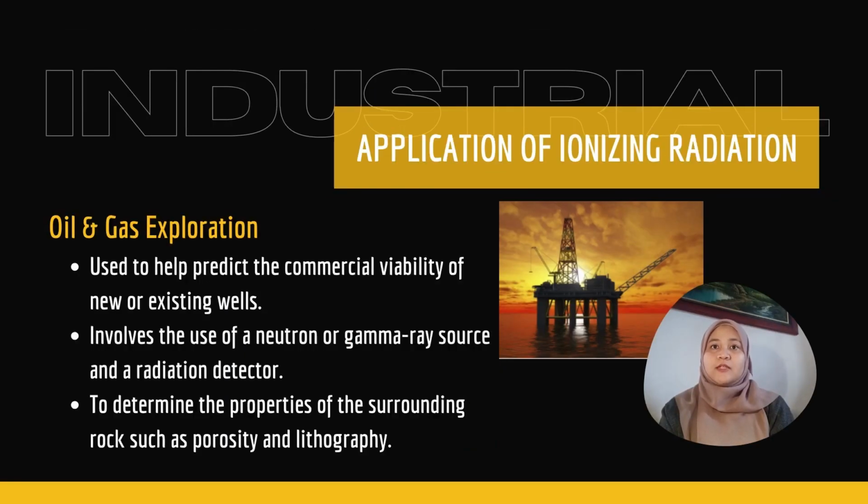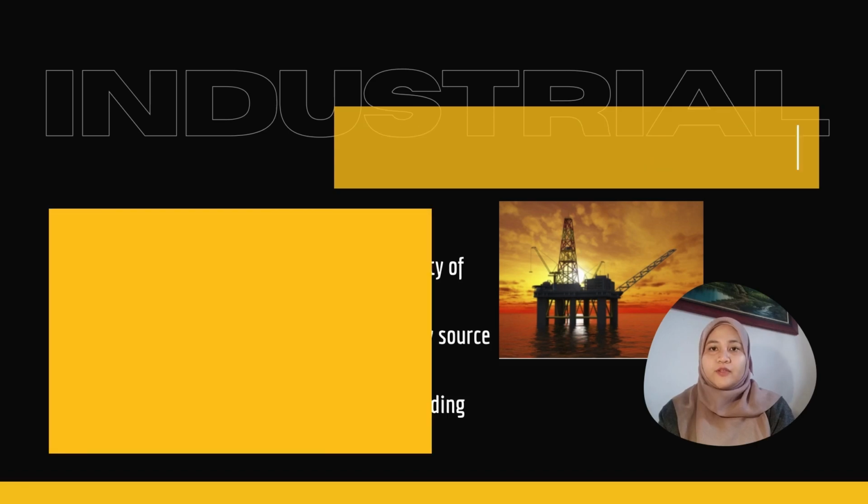Ionizing radiation is also used in industry. It is used in oil and gas exploration, namely nuclear well logging, to help predict the commercial viability of new or existing wells. The technology involves the use of neutron or gamma ray sources and a radiation detector which are lowered into a borehole to determine the properties of the surrounding rocks such as porosity and lithology.